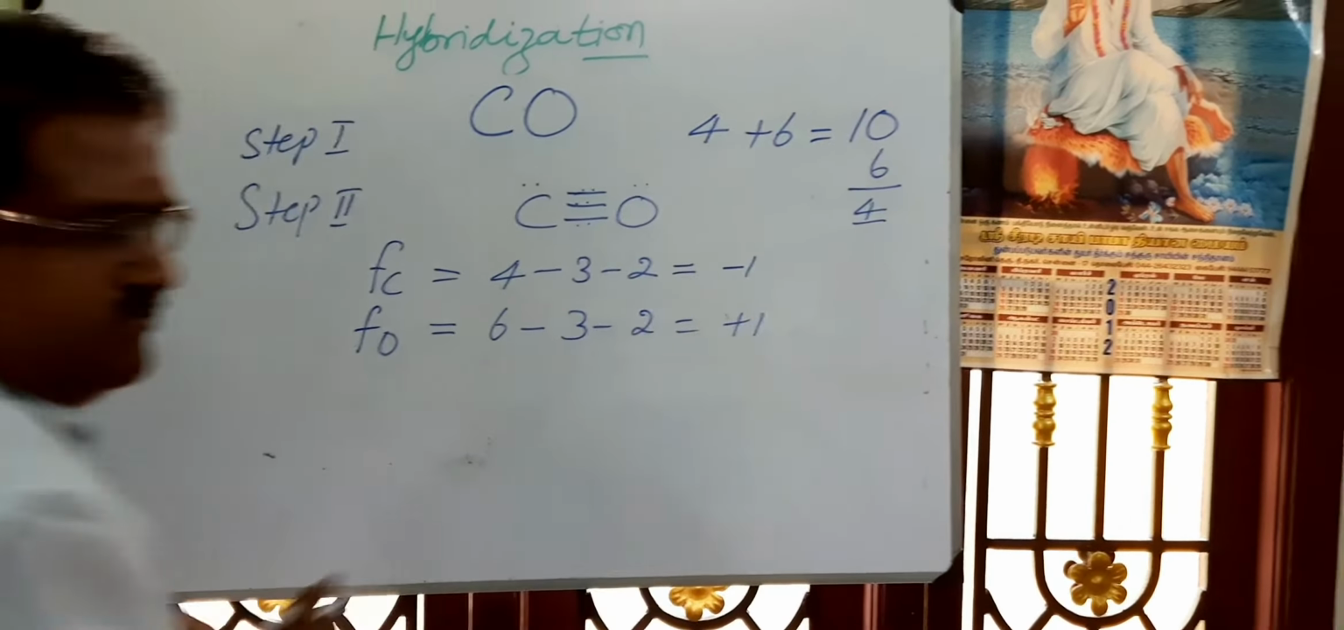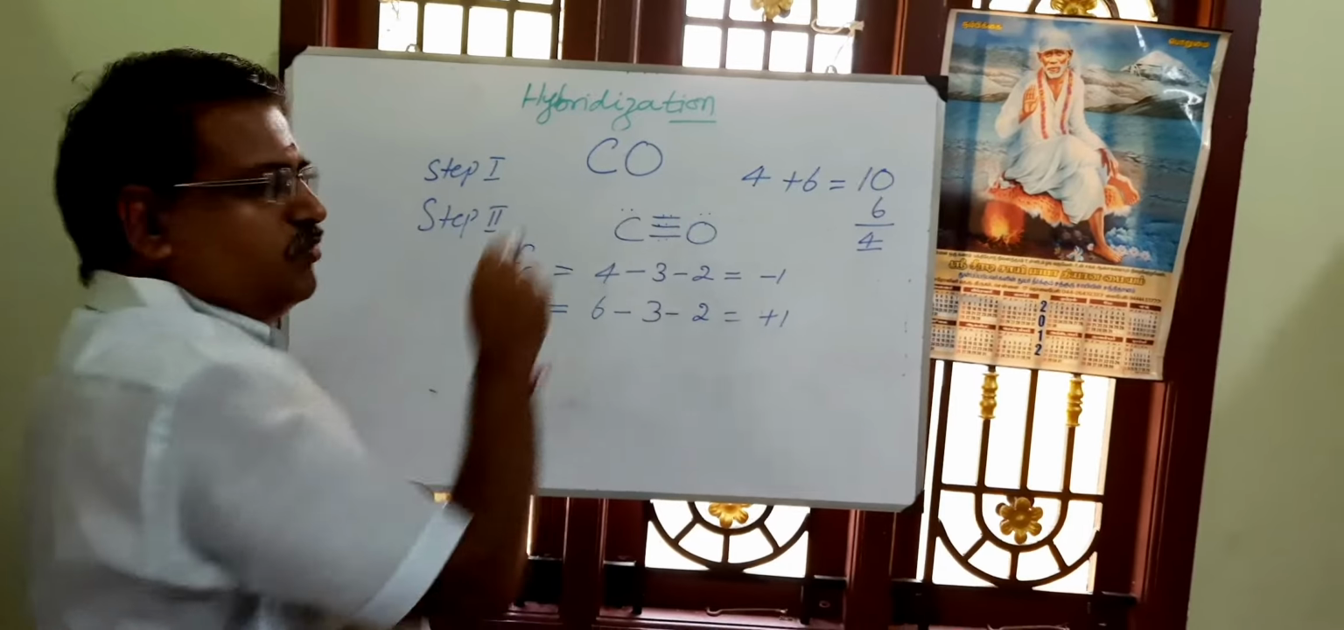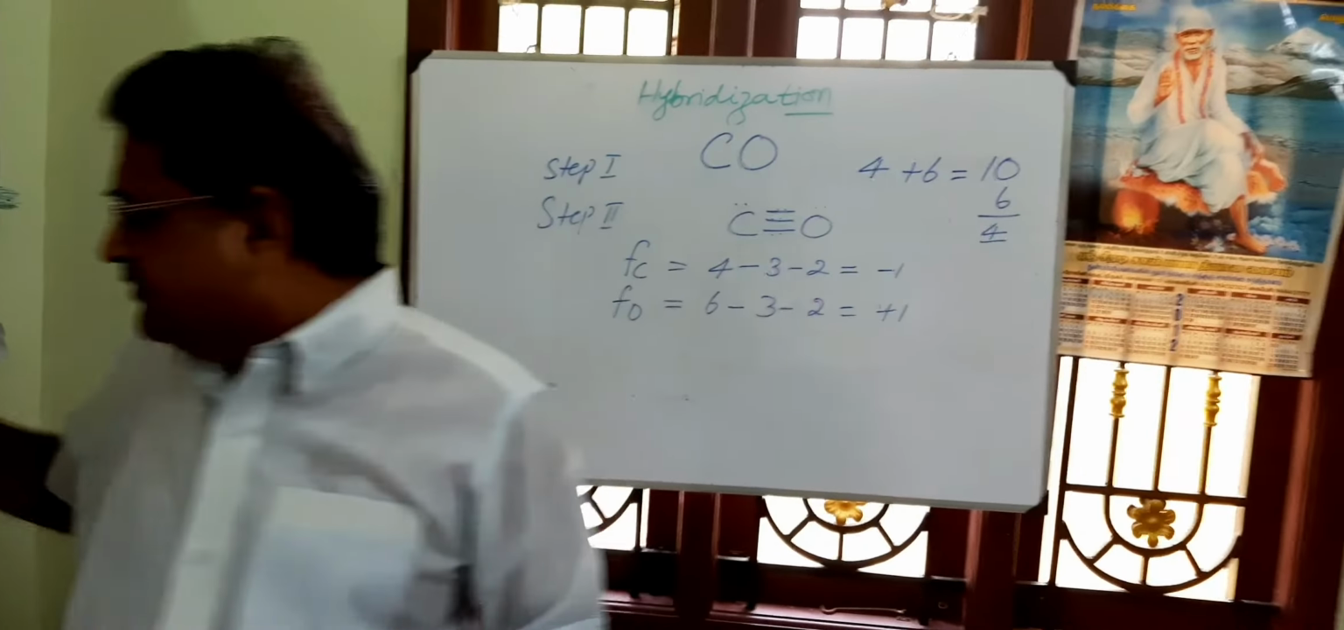So together the carbon monoxide is a neutral molecule. In carbon monoxide the formal charge for carbon is minus 1. The formal charge for oxygen is plus 1. Now assuming this is the structure of carbon monoxide, what would be the hybridization state of carbon in CO? Let us discuss.